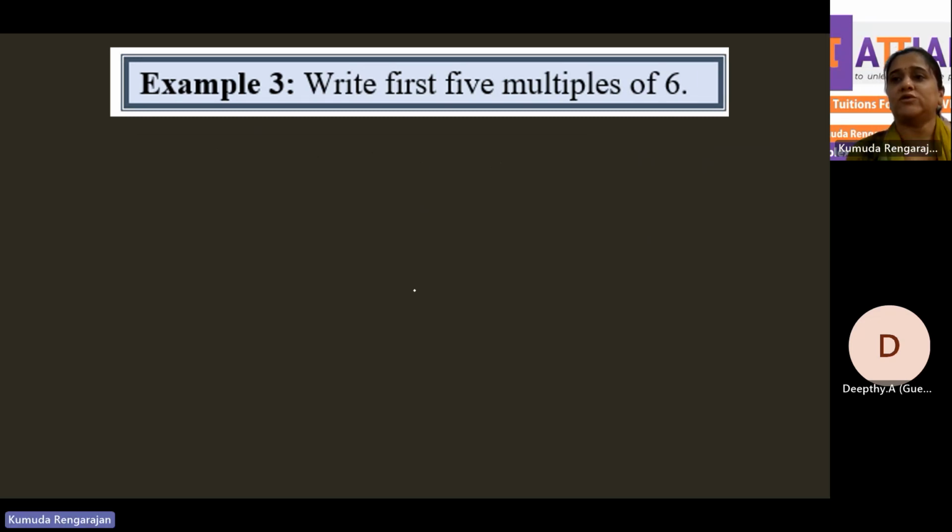Write the first 5 multiples of 6. Write on the question.